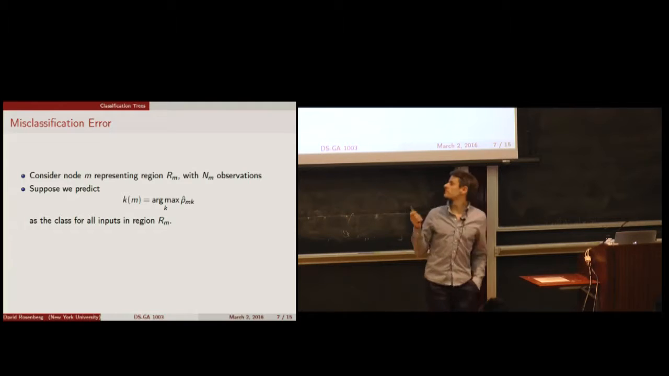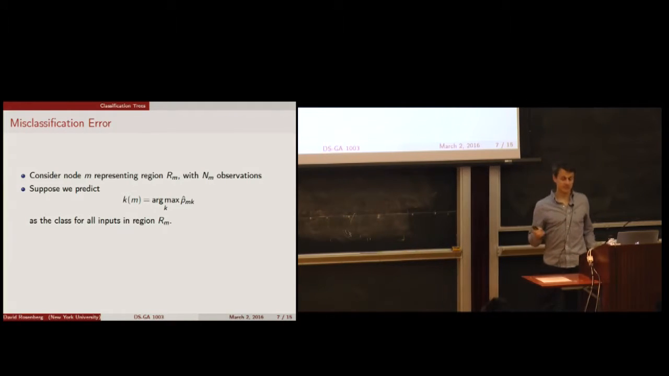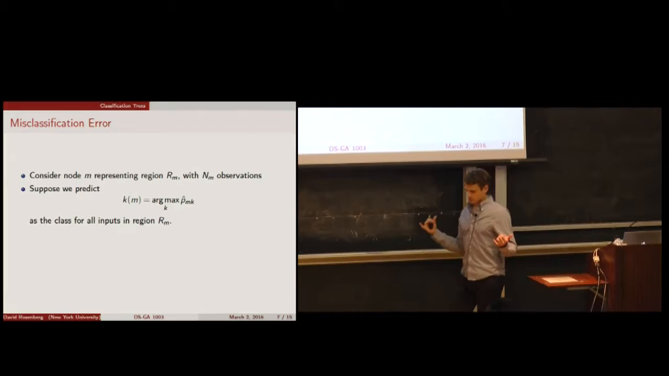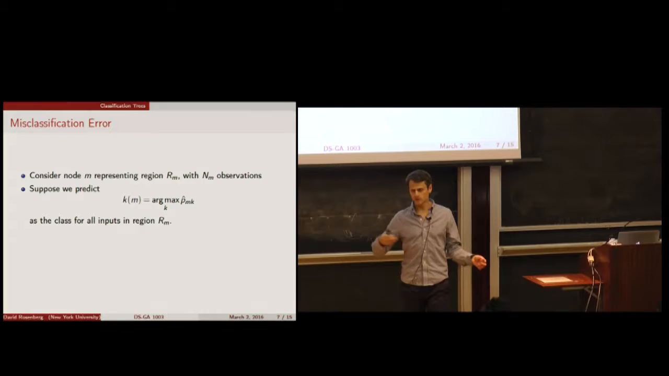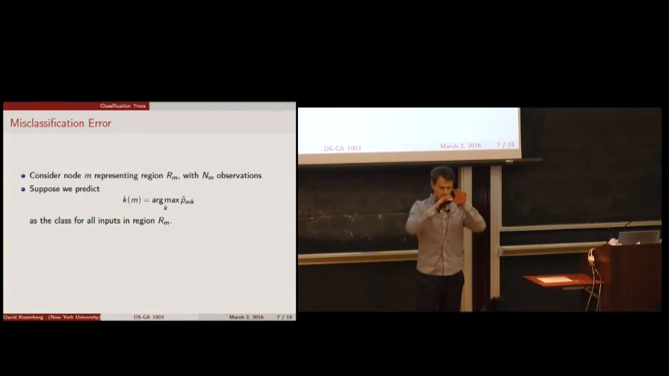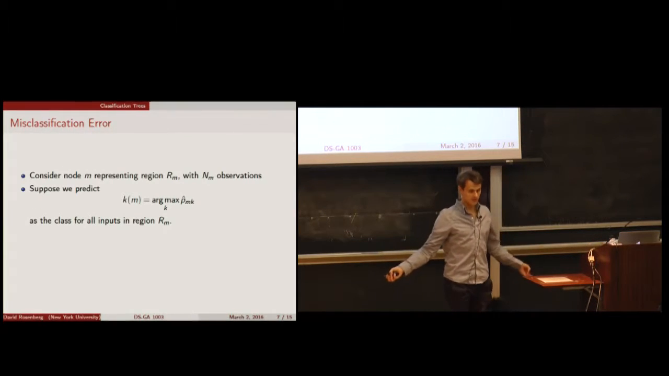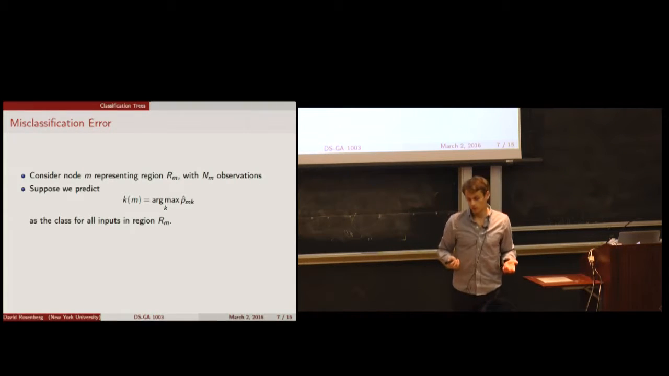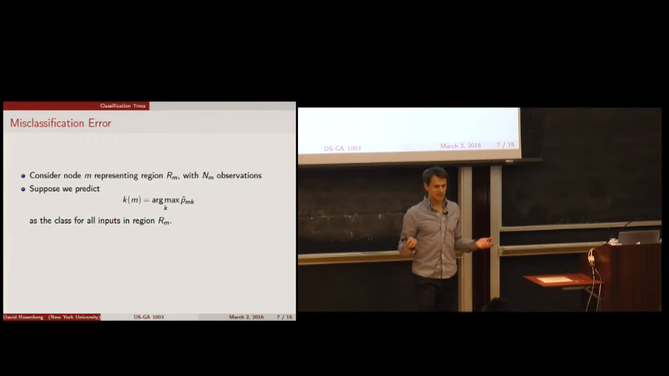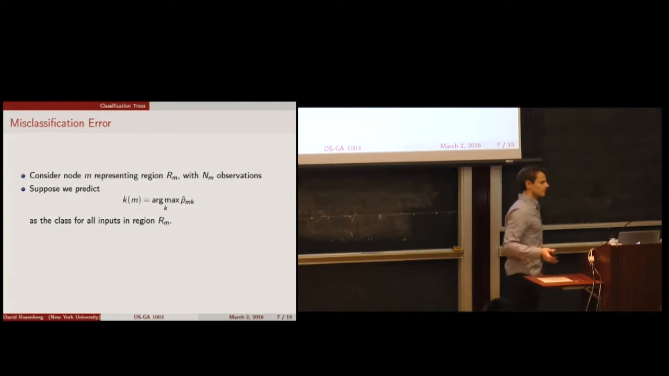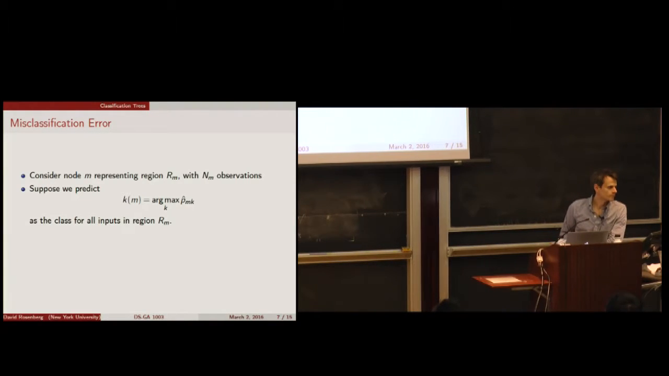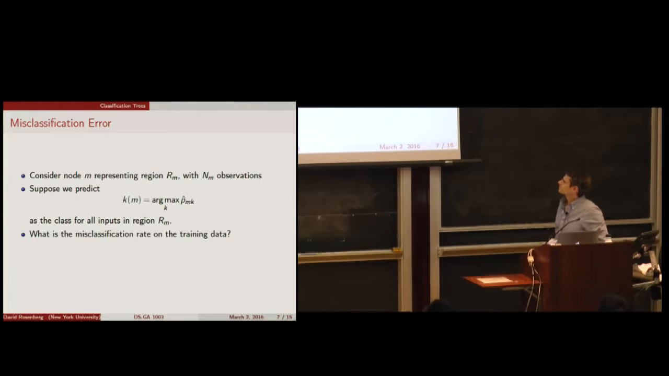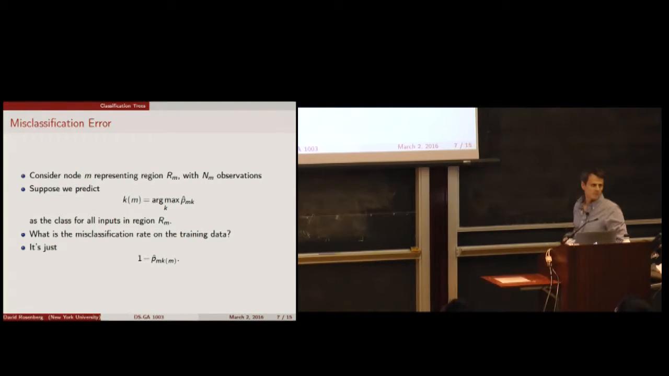1 minus p hat mk, yeah, I'd say. If in our leaf node, 30% of the training examples were of class 2, and that was more than all the other ones, maybe it was like 5% class 1, 8% class 2, and there's a lot of spread, and 30% happened to be the highest, there must be a lot of classes. Well, the probability of error is maybe like 70%. If 30% were of the class we're predicting, 70% were not. So that would be our estimated probability of error for that prediction. Is it clear? All right. Yeah, 1 minus p hat mk.